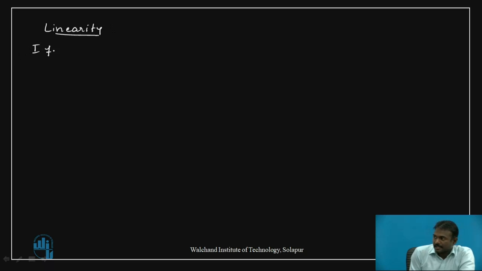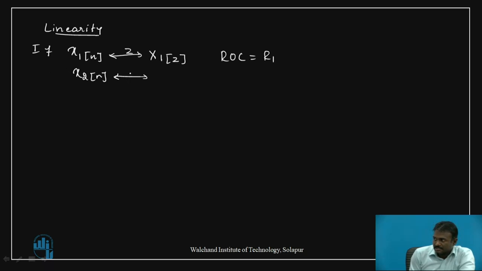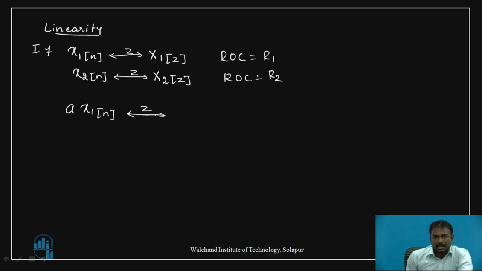This property states that if x1 of n is a time domain discrete time signal, then Z transform of x1 of n is equal to X1 of z with ROC equal to R1. Similarly, if x2 of n is a discrete time signal, then Z transform of x2 of n is equal to X2 of z with ROC equal to R2. Now, we scale the discrete time signals x1 of n and x2 of n by a and b, so that a into x1 of n is a discrete time signal and Z transform of a into x1 of n will be equal to a into X1 of z with the ROC equal to R1.